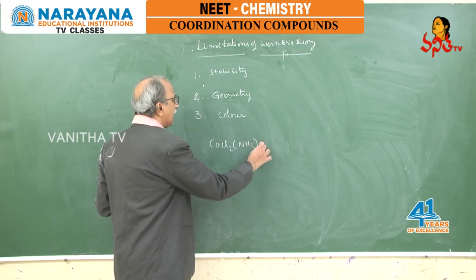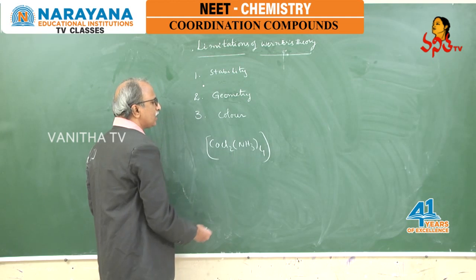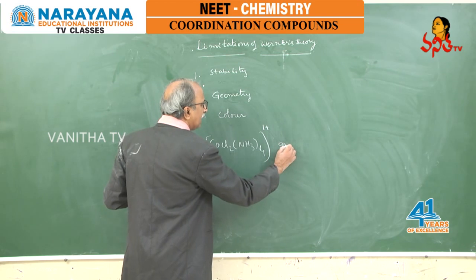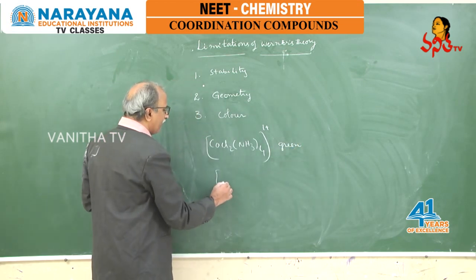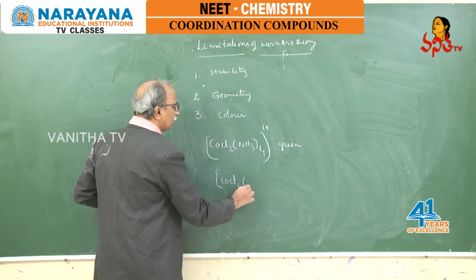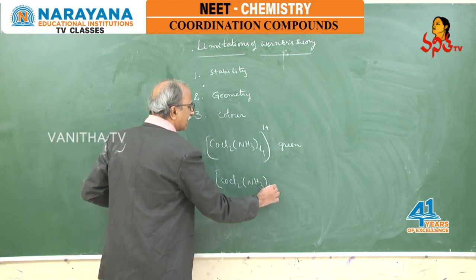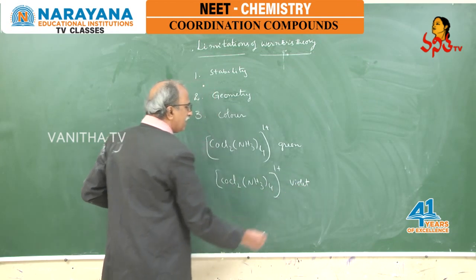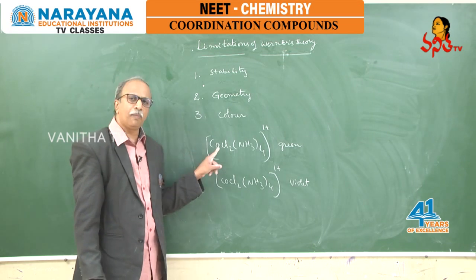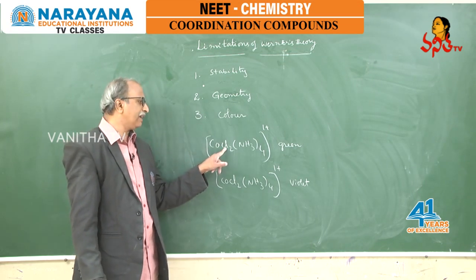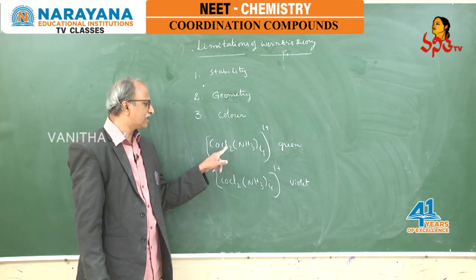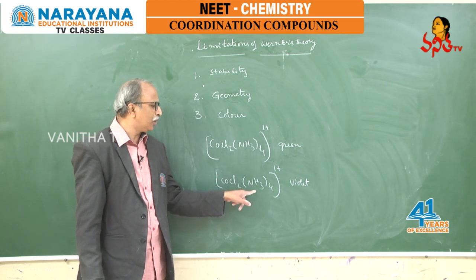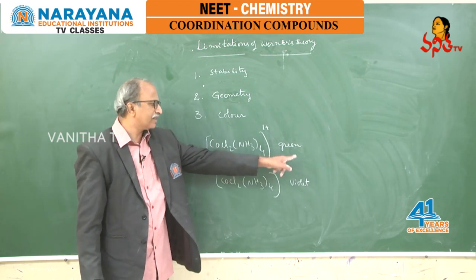[Co(NH3)4Cl2]+, this one with 1 plus, is green in color, whereas the same type [Co(NH3)4Cl2]+, this one with 1 plus, is violet in color. That means here the central metal ion is cobalt only, and the secondary valencies are these ones. It is surrounded by 2 chlorides and 4 ammonias, but their colors are different.